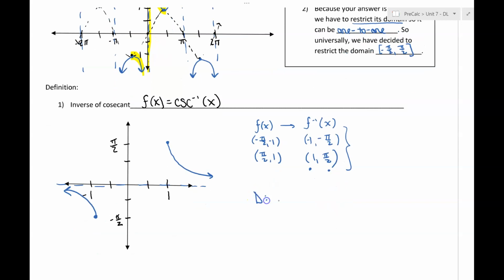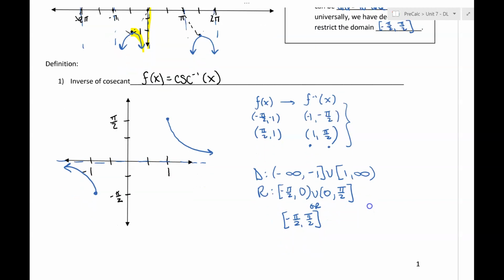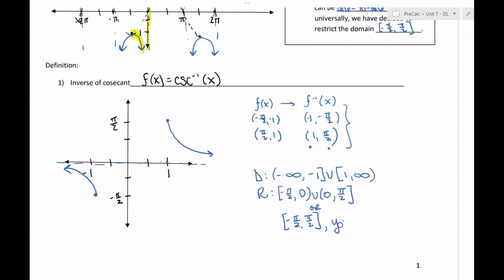Okay, so our domain goes from negative infinity to -1 inclusive, jumps over to 1 inclusive to infinity. The range goes from negative pi over 2 to 0, and then 0 to pi over 2. We're not using a bracket on 0 because that's where our asymptote is. We don't exist there. Just so you guys know, your book's going to state it like this, as negative pi over 2 to pi over 2, because that's the domain of its inverse, and then it's going to state the exclusion that y cannot be 0. Just so you're comfortable with both and seeing both.